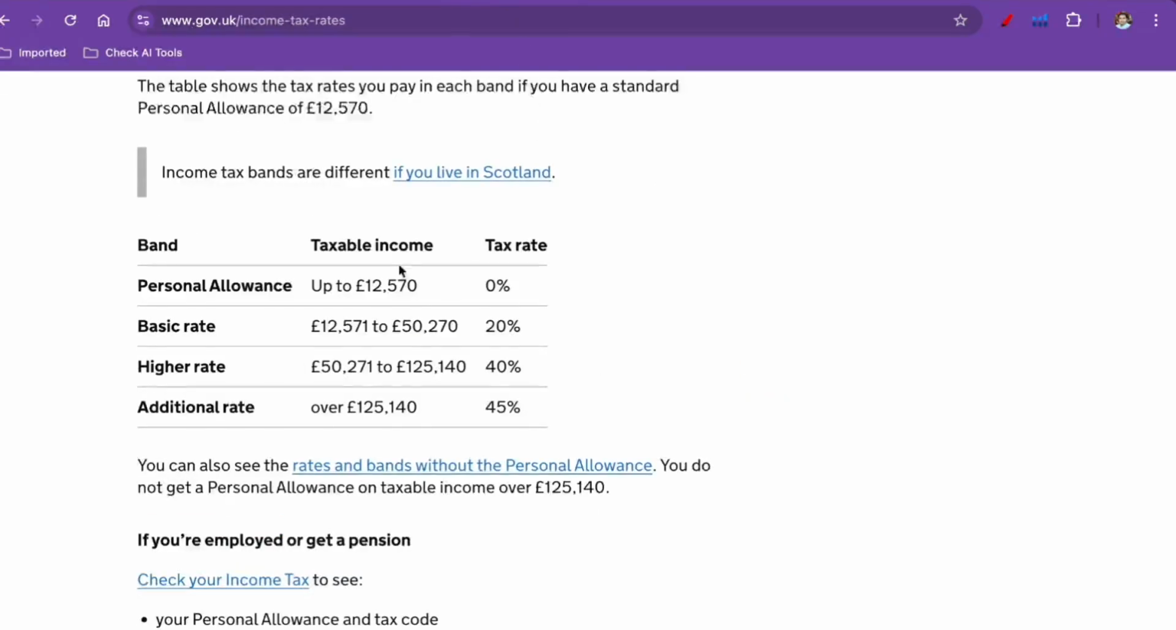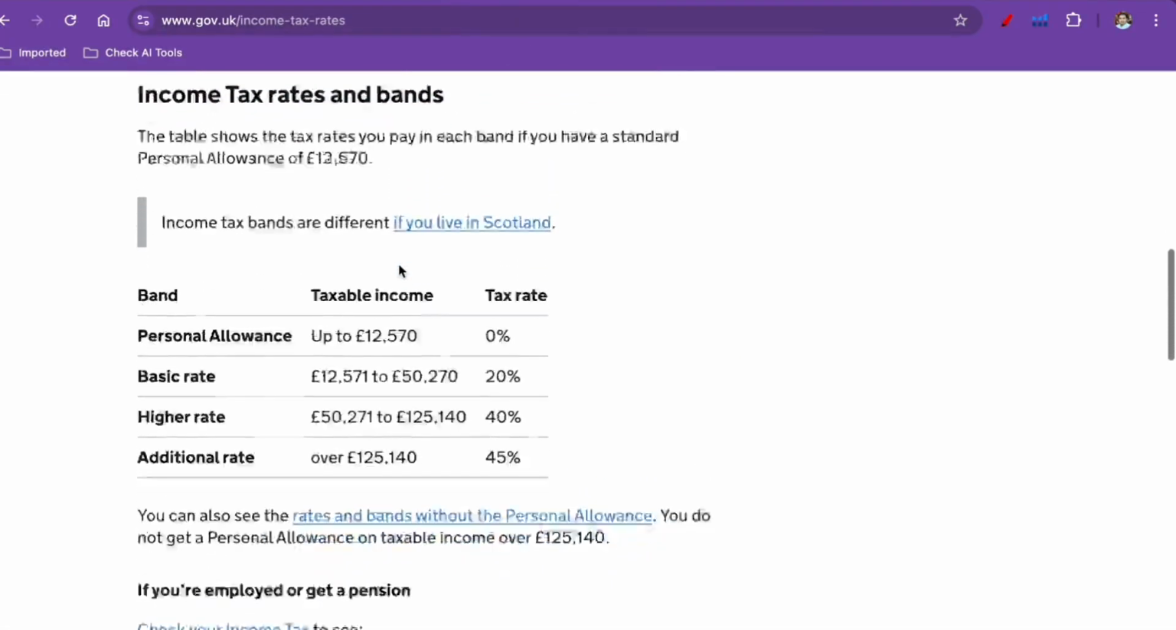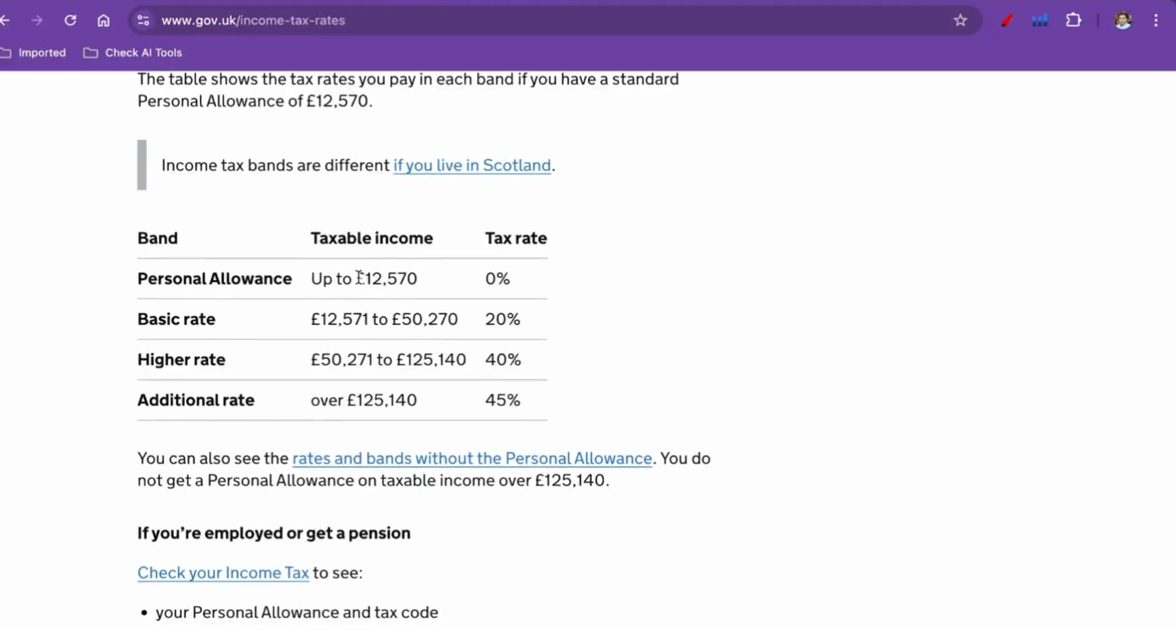So first of all, if you are someone who will make less than £12,570 in terms of profit, then your income tax is going to be 0. If you are in this bracket, it's 20%. If you are in this bracket, it's going to be 40%. If you're in this bracket, it's going to be 45%.